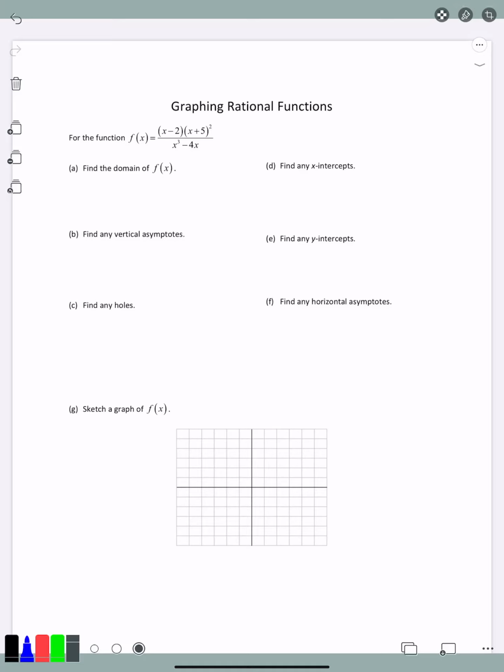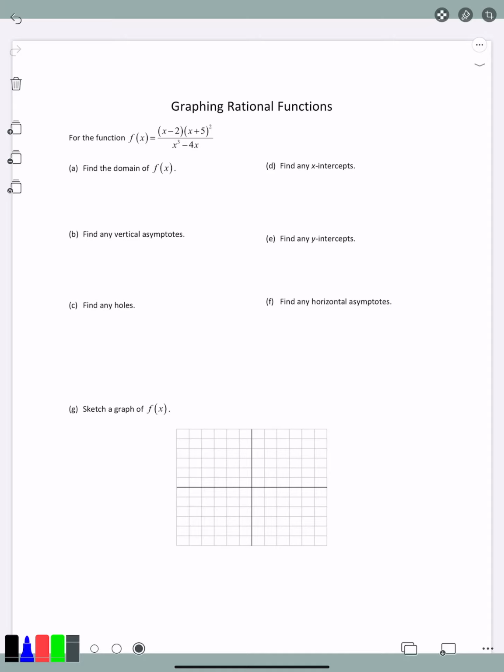In this video, we're going to go through a full example of graphing a rational function. This one is a little bit complicated, so we're going to do it one step at a time here. I've labeled them A, B, C, D, and so on. I will say that a lot of these steps can be done in any order, so it doesn't really matter which one you do first, but we'll just stick with the ordering that I've chosen here for now. Okay, so first things first, we're going to find the domain.